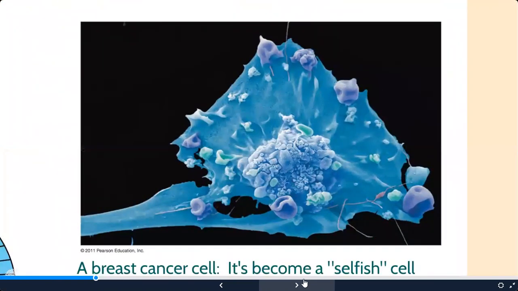So here is a picture. This is a breast cancer cell. The breast cancer cell is this larger blue cell in the back. You can see it has kind of a funny shape.